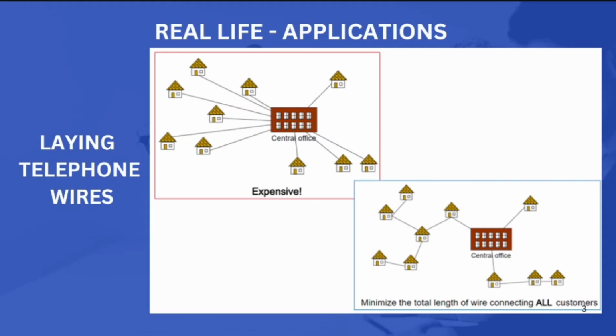Let me discuss some real-life applications of minimum spanning tree. The image here shows a layout of houses and a central office. The problem here is the central office needs to connect with multiple houses to establish a telephone network. The left side image shows the direct connection from the central office to each house, which leads to maximum wiring cost. We need to minimize the total wiring cost while ensuring all houses are connected to the central office. This can be done using minimum spanning tree.